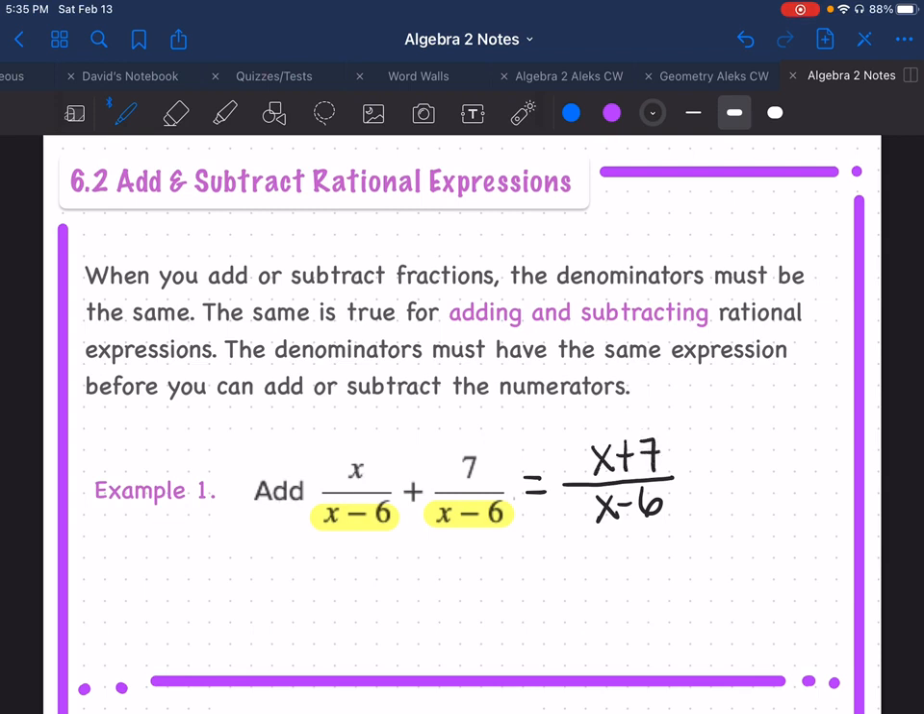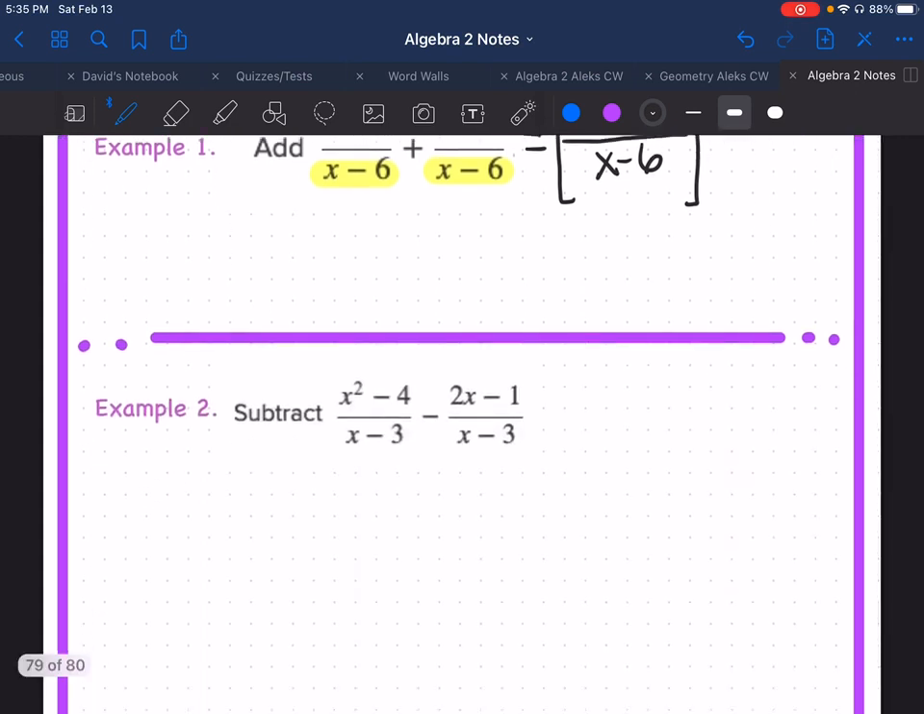Now I would consider this a factor and that a factor. Since they are not the same, 7 and 6 are different, plus and minus is different, nothing is going to cancel, and this is going to be our answer. Let's go ahead and take a look at a subtraction problem.